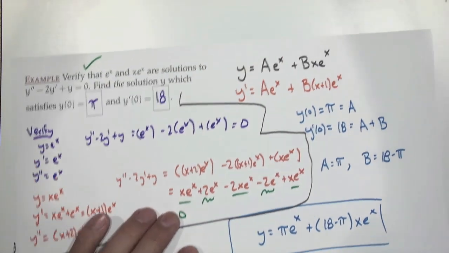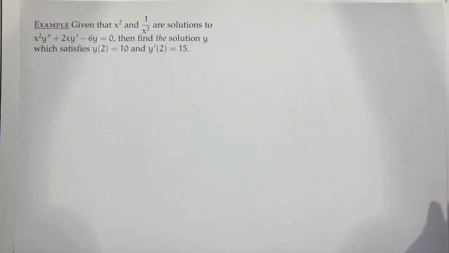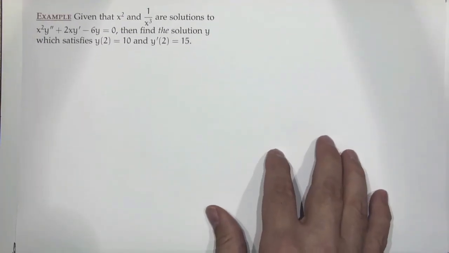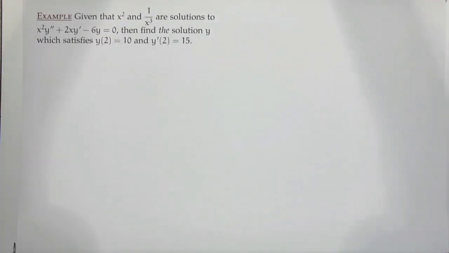All right. Well, let's find out. Given that x squared and 1 over x cubed are solutions to x squared y double prime plus 2xy prime minus 6y equals 0, find the solution y which satisfies y of 2 equals 10 and y prime of 2 equals 15. There's no need to verify. We're just looking for a new solution.